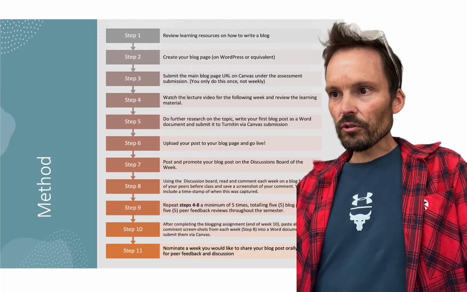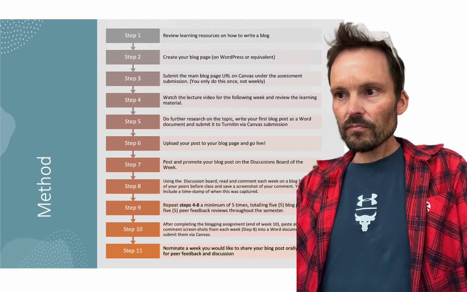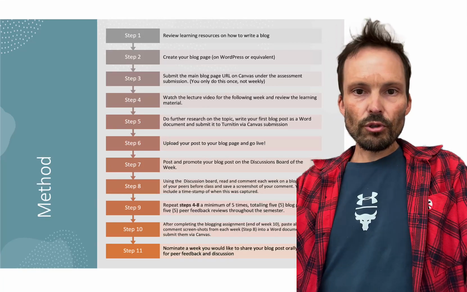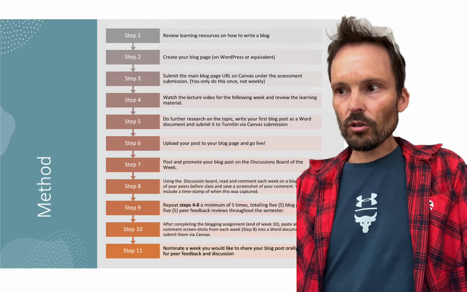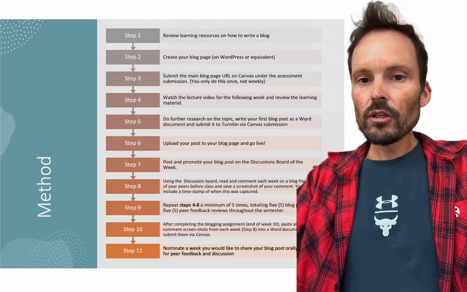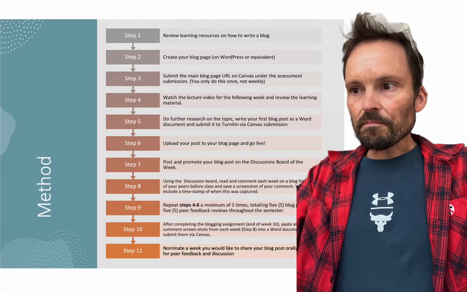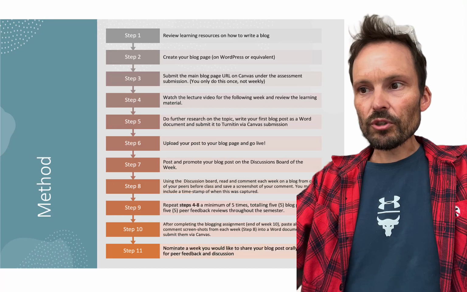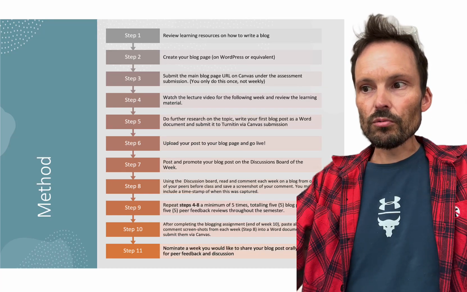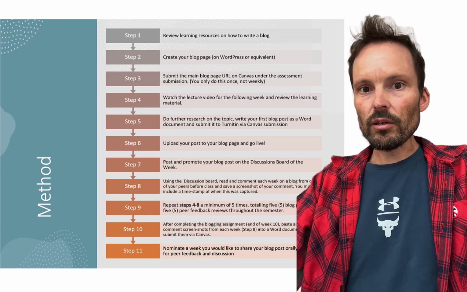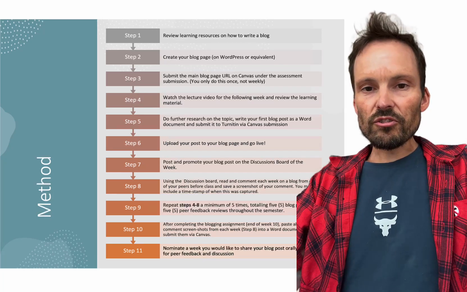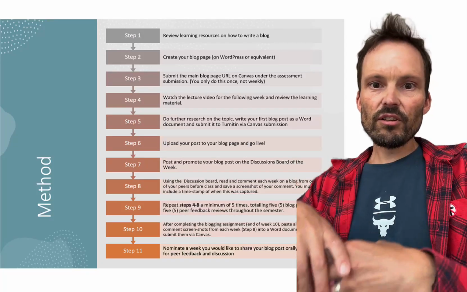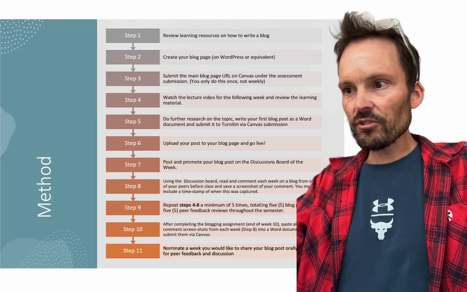So review the learning resources on how to write a blog, and then you create your blog page on WordPress or equivalent, and then you submit that main blog URL to Canvas. That you only do once, and that you need to do by week 2. Just create the page so that it generates a URL. Once you have that URL, submit it via Canvas.